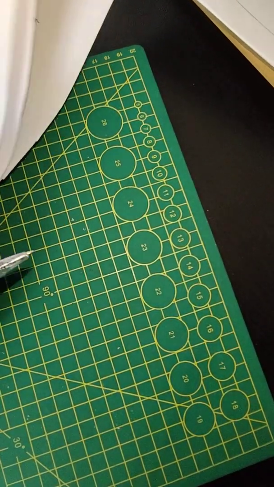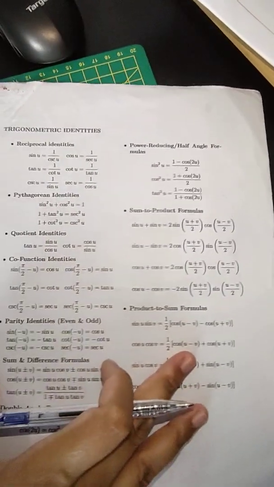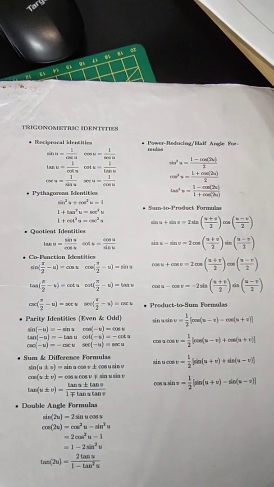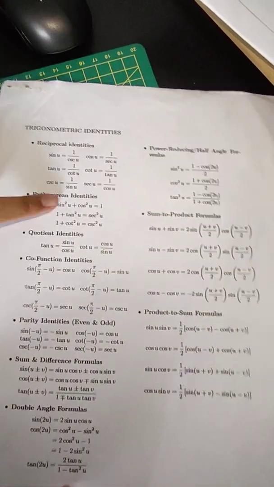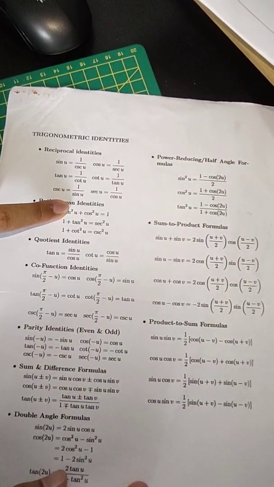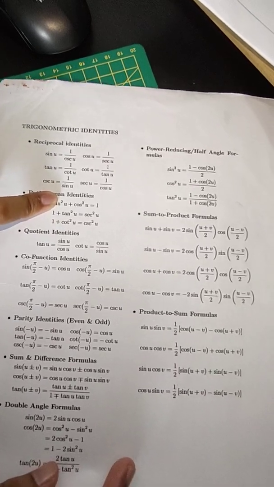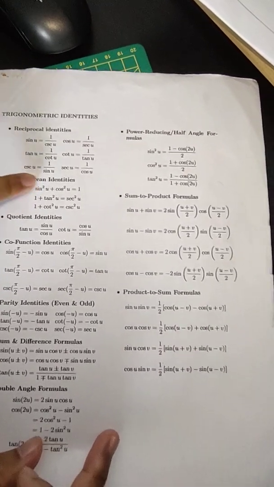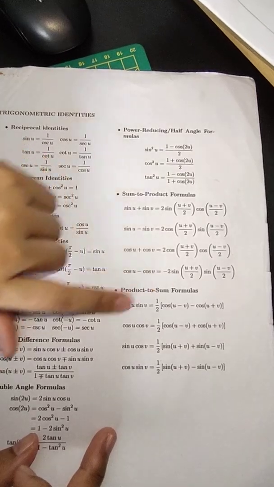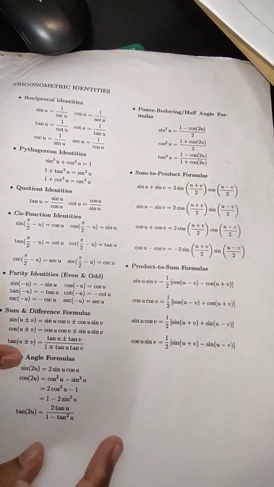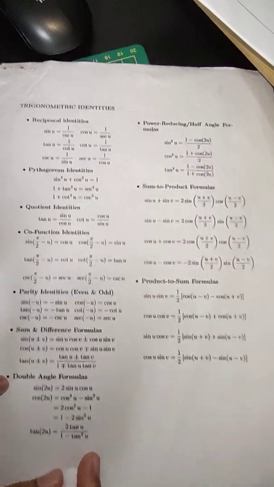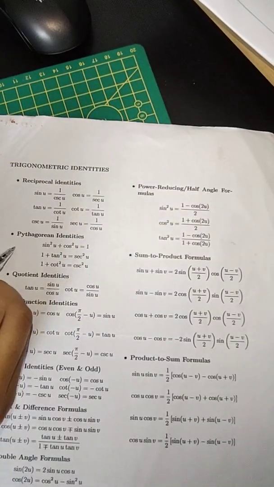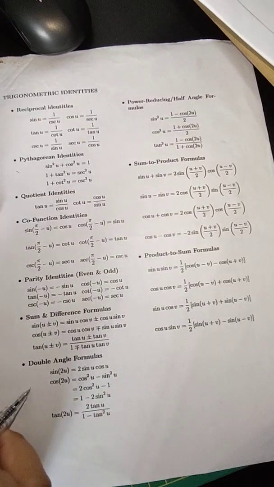itu sahaja. And then yang ni lah yang saya nak awak cari. Okay, so kat sini kita ada macam-macam lah category identities yang kita guna yang last class tu. And then kita ada product to sum formula. Yang ni boleh guna double angle formula. Okay, yang tu je lah. Okay, yang awak boleh salin ni Pythagorean identities, double angle formula.